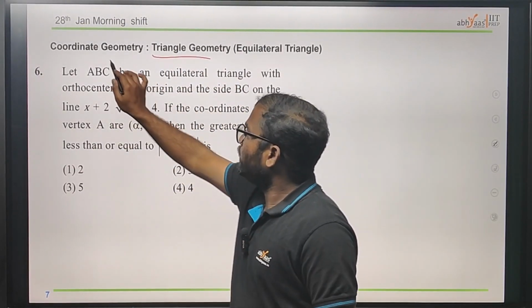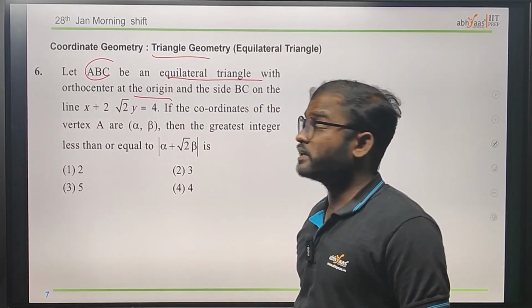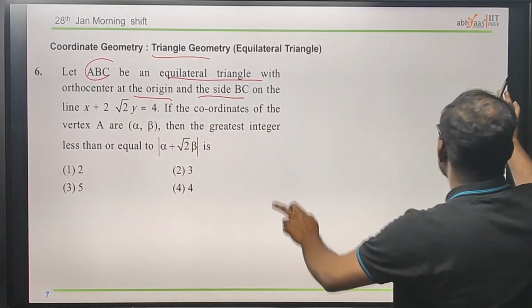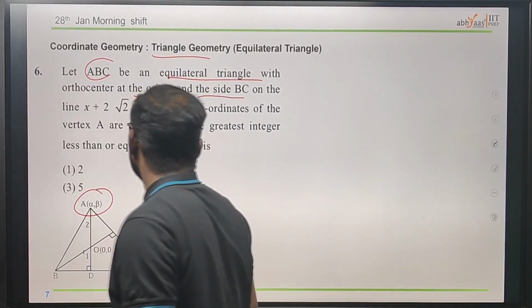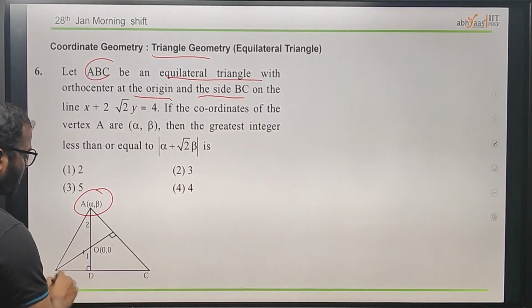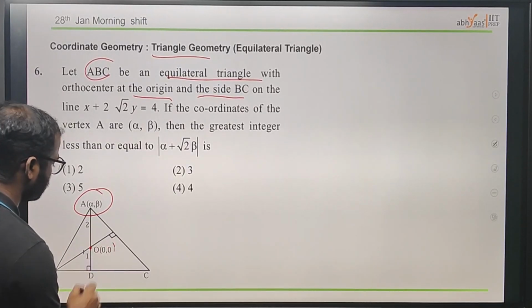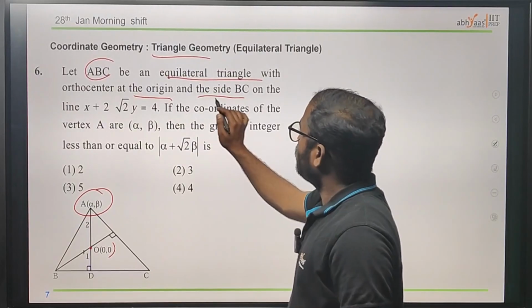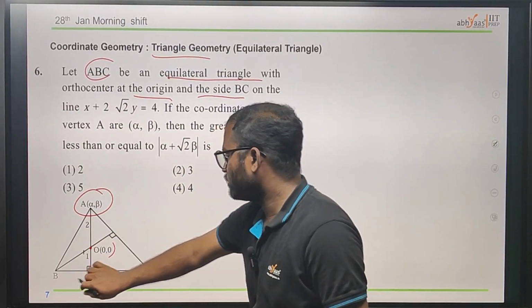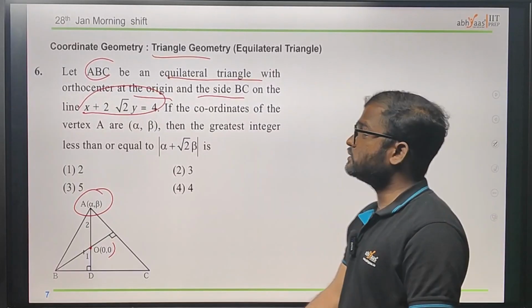Let ABC be an equilateral triangle with the orthocenter at the origin, with side BC. I will just show here. See here, we have A as the point alpha comma beta. We have triangle ABC here, and the orthocenter is at the origin. Now we need to see that side BC is on the line x plus 2 root 2 y is equal to 4.